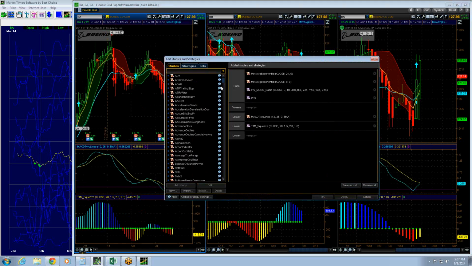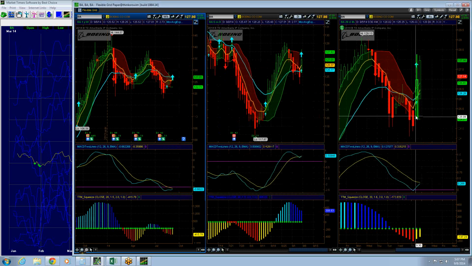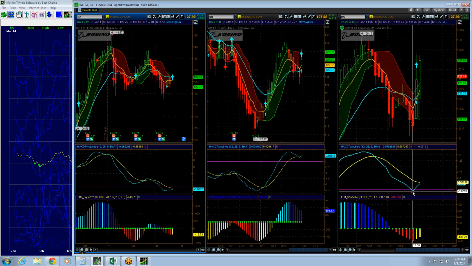If you go to studies and scroll all the way down to the P's, for Persons, it's under PPS, Persons Pivot Study. Very good indicator. I use it on all my charts because it normally will be a precursor to the MOBO breaking out. I call this a MOBO breakout and a PPS breakout. Of course, this is just a two-line MACD.